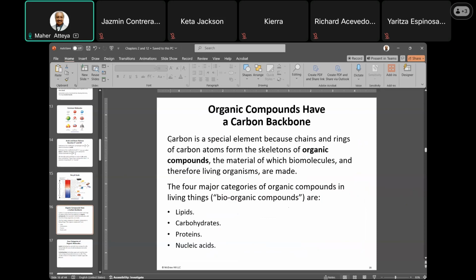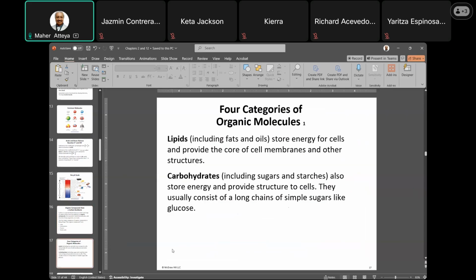And some of those are lipids, carbohydrates, proteins, and acids. Now, by definition, lipids are compounds grouped together that are not soluble in H2O. By all means, such as oils and fats, they are not soluble in H2O. That's the main thing. They are non-polar, and they are not soluble in H2O.